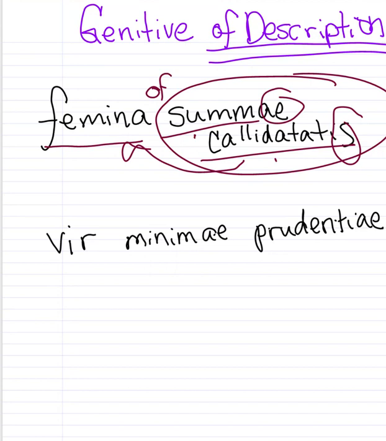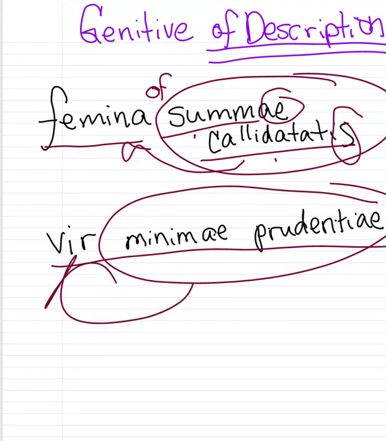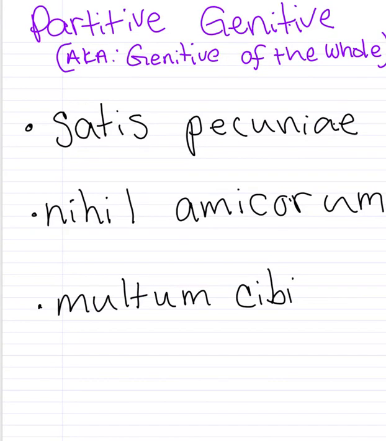Let's look at this next one. Vir minimae prudentiae, a man of very little prudence. It's the same idea as above. Now, this little prudence is not owning the man, but it is in fact describing him. So this is why it's called a genitive of description. It is just a genitive that is used to describe something else.